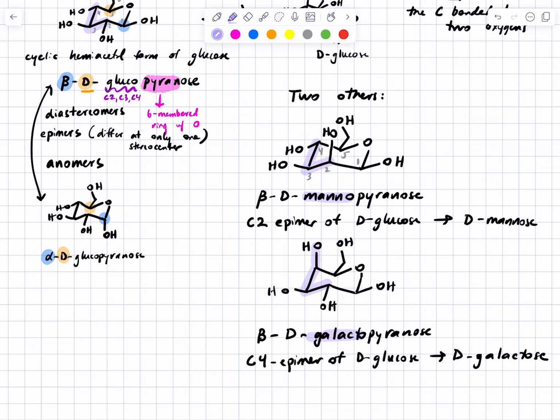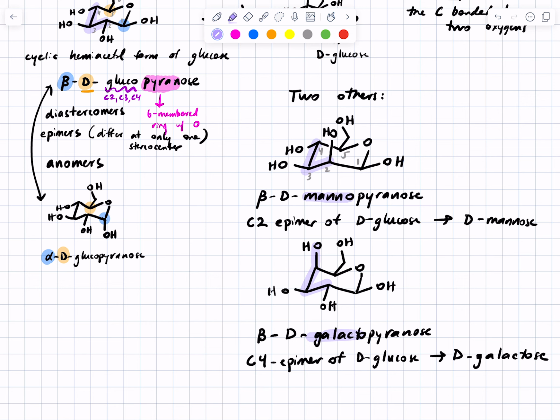Some of you may be wondering, is there a C3 epimer of glucose? Yes, there is. It's called allose, but it's not found a lot in biology, so it's not worth knowing unless you're a carbohydrate chemist, in which case you might want to know about it. But other than that, it's not really that useful to know.